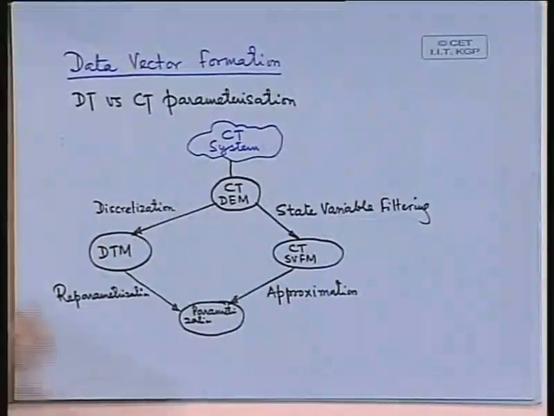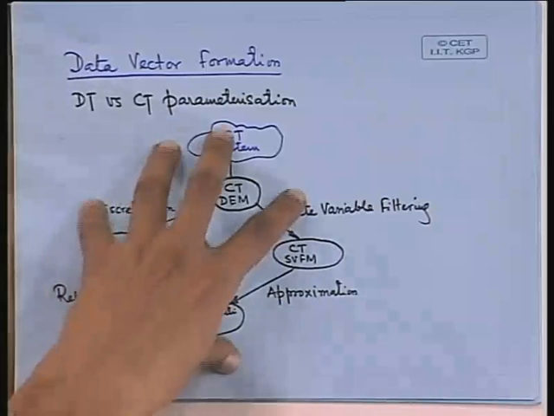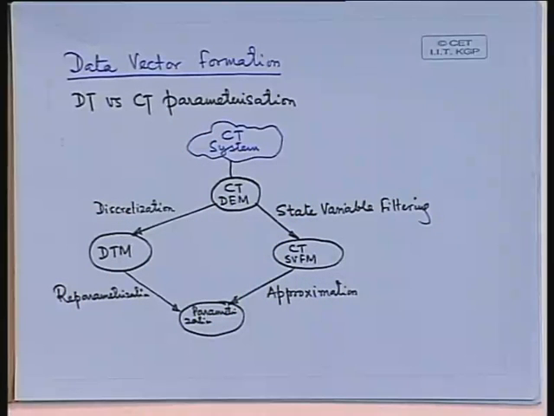Now we come to the data vector formation. What I'm trying to stress is something that you need to understand, because all the time we were talking about models of the form y_k = a y_{k-1} + b u_{k-1}, that kind of model. Are they the only kind of models?